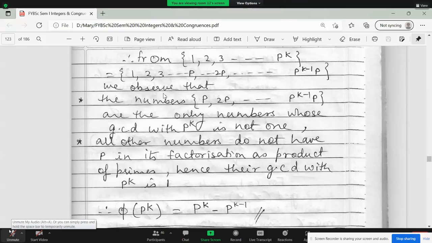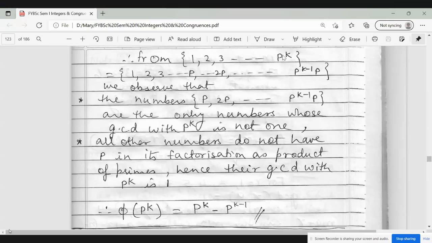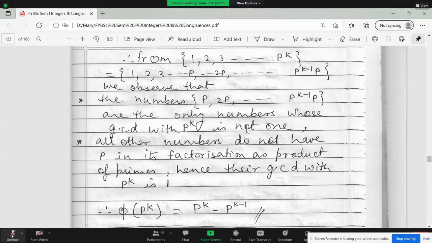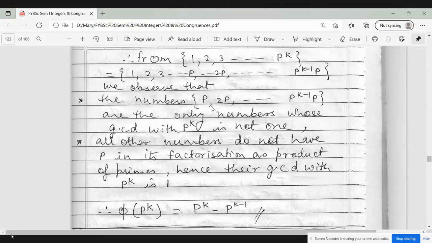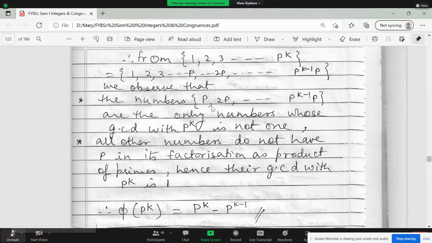All other numbers, they don't have P here. That means their GCD with P raised to K will be 1. So only these many we are removing. So from P raised to K, we are removing these many. So how many are there?